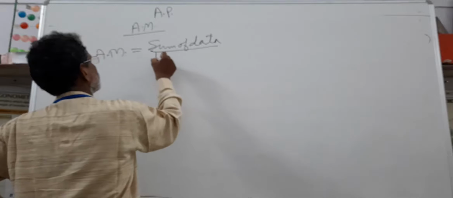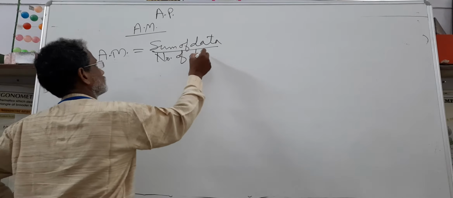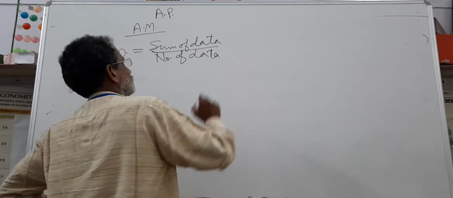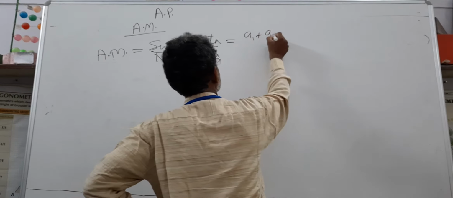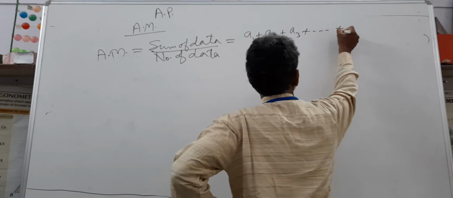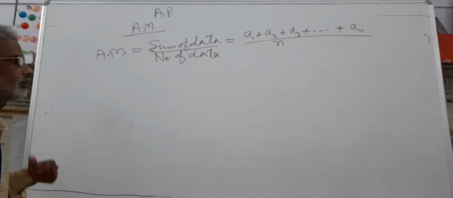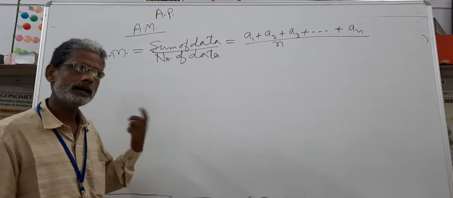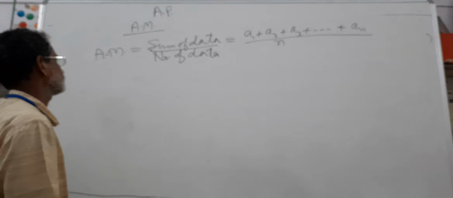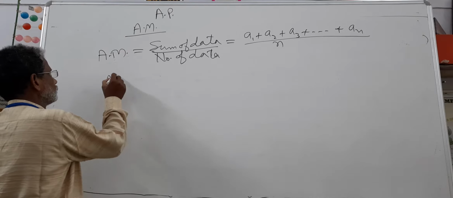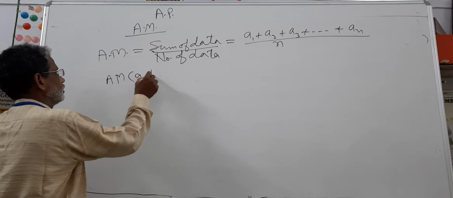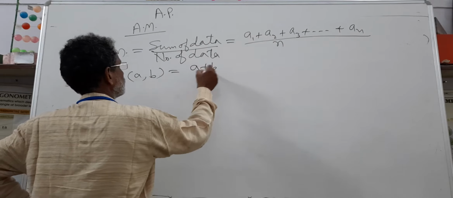So AM, that is arithmetic mean, is equal to sum of data upon number of data, is equal to a1 plus a2 plus a3 plus ... plus am divided by m, where a1, a2, a3, a4, a5, ..., am are in AP, arithmetic progression. If there are only two data, then AM of a and b is equal to a plus b by 2.